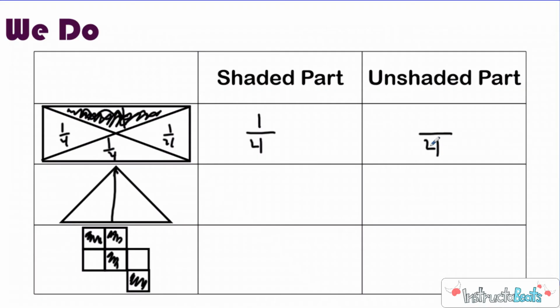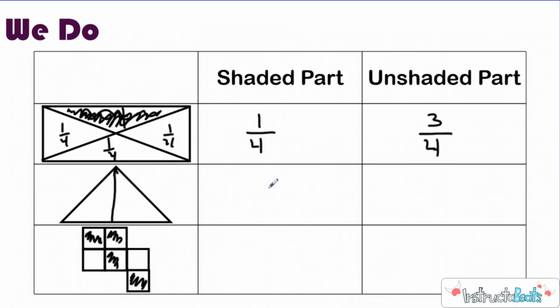My unshaded part, okay, is going to be 1, 2, 3 unit fractions that build that part up. So I'm going to write down 3/4 because my numerator is the number of unit fractions I need to build the fraction that I'm talking about. So I needed 3 unit fractions to build my unshaded part. So I shaded 1/4 and did not shade 3/4.